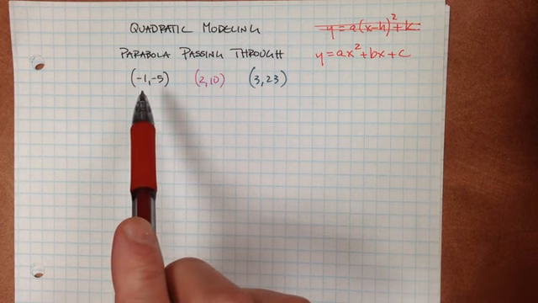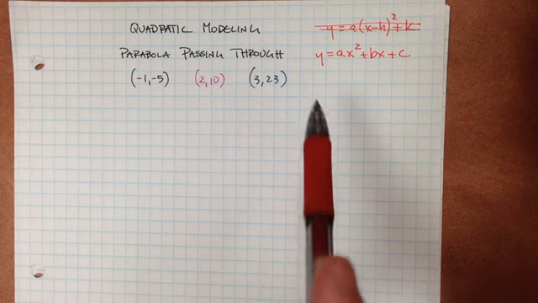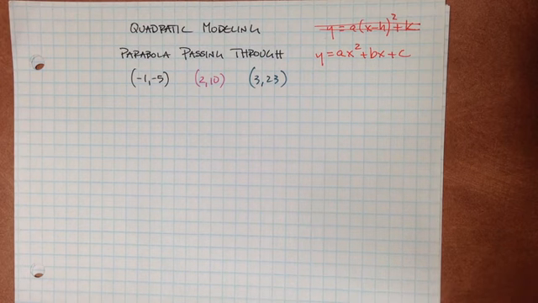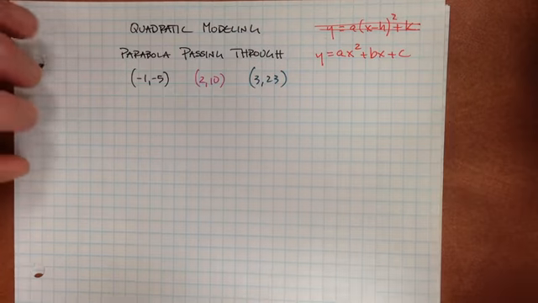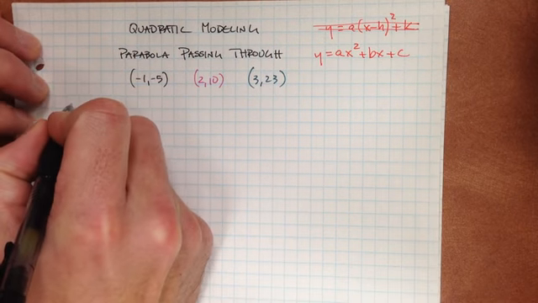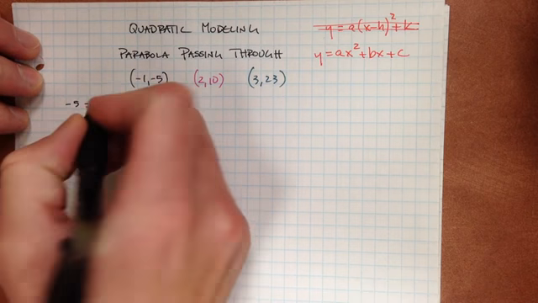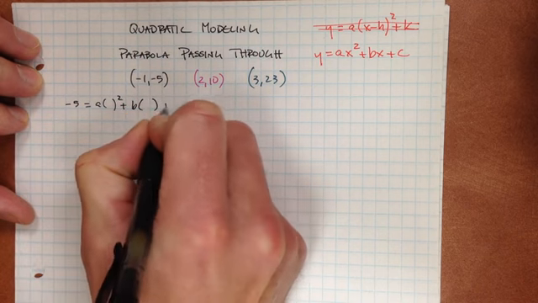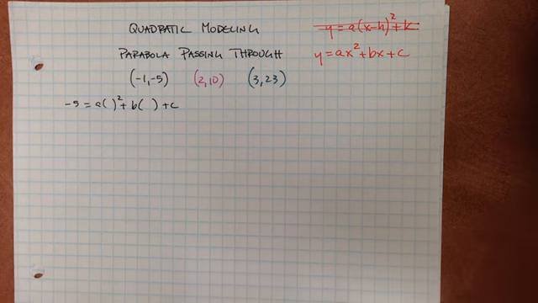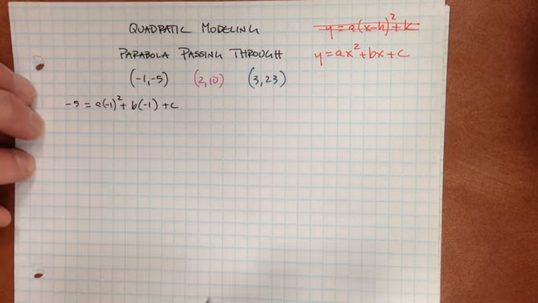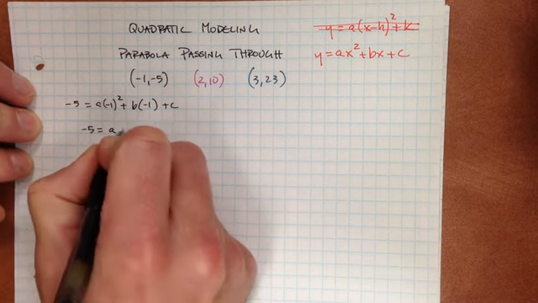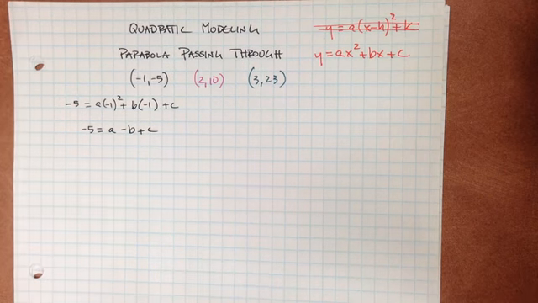Each one of these points here has an x value and a y value. You're going to sub in for x and y three different times, and that will create a 3x3 system that we can solve. First, let's deal with the point (-1, -5). If I sub in for x and y, I end up with -5 equals ax squared plus bx plus c, and I am subbing in my x value of -1. I can clean that up: -5 equals a minus b plus c.